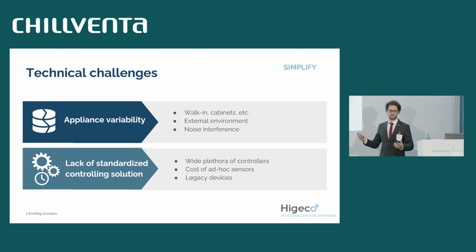And then we have noise interference. Maybe someone loads and unloads the appliance, or someone leaves the door open, and this introduces noise in our system. The second set of problems is the lack of standardized solutions. We have a plethora of controllers to deal with. We have a costly sensor if we need to add something ad hoc to measure frost, for example. And then we have to deal with legacy devices, which are not easy to retrofit if we need to add sensors. So in general, we prefer not to add new sensors to solve the defrosting problem.